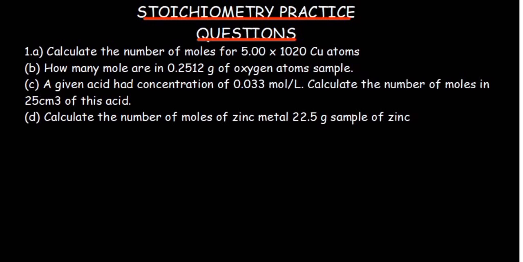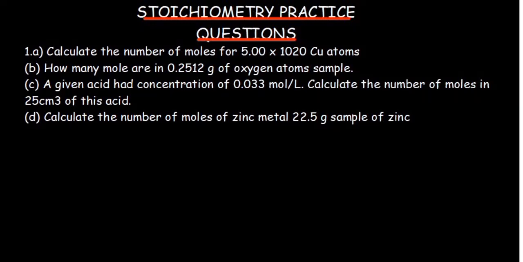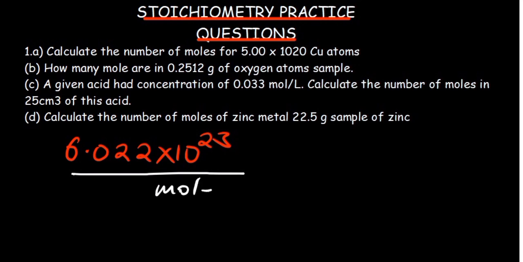Let's get started. Calculate the number of moles for 5 by 10 to the power 20 copper atoms. How do you determine the number of moles? We understand that Avogadro's constant is 6.022 by 10 to the power 23, and it gives any number of things per mole. In this case, we're talking about atoms, so it's atoms per mole.